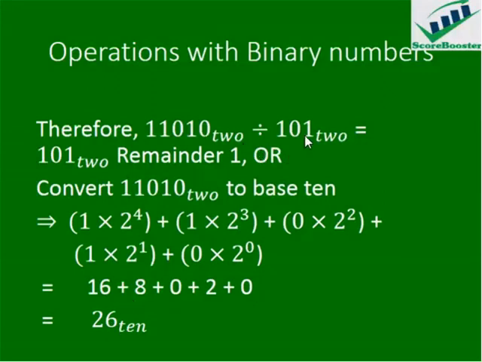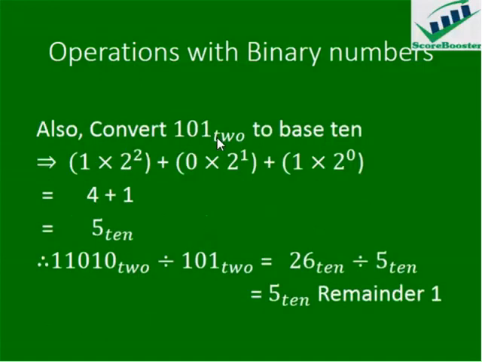Also, we convert 101 base 2 to base 10, and that is given here. 101 base 2 to base 10 will be equal to what? We do the same thing as we did for the other number. So this is 0, 1, 2. 1 multiplied by 2 raised to power 2 plus 0 multiplied by 2 raised to power 1 plus 1 multiplied by 2 raised to power 0.